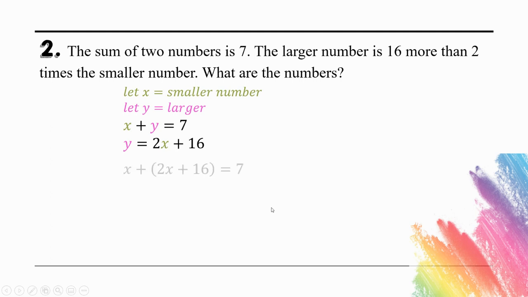Solving by substitution, we can substitute that 2x plus 16 for y in the first equation. Combine like terms, x plus 2x combined to give us 3x. Subtract 16 from both sides.